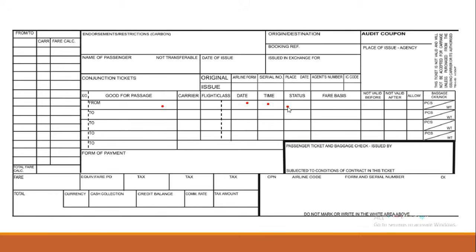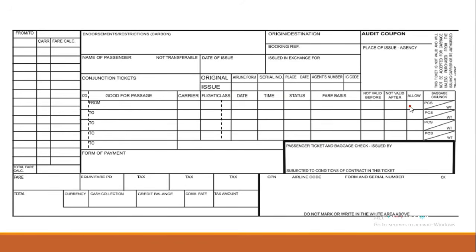The status will either be OK, HK1, HK2, and then the fare basis of your flight, which is usually made up of your class and the type of customer that it is. Like, is it an infant, is it a child, or an adult? Then not valid before and not valid after. For a simple fare calculation, you can leave this unanswered, and then the allowance is going to be how much luggage you are giving allowance for your people.